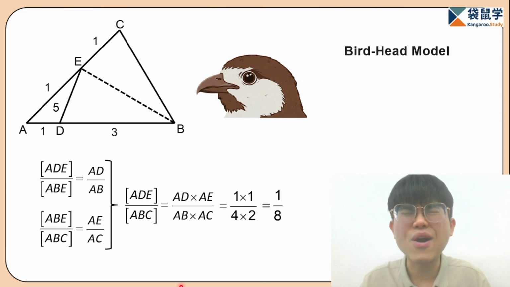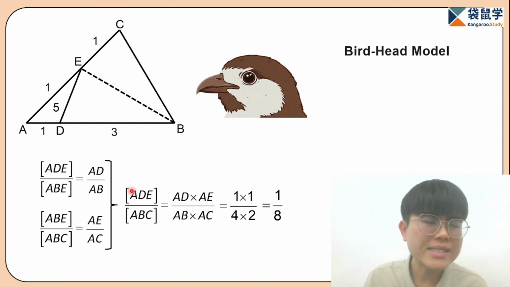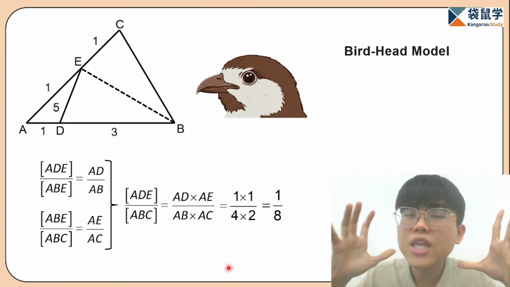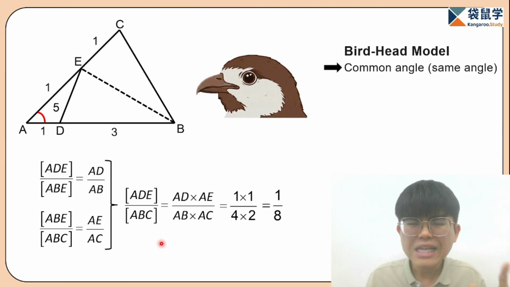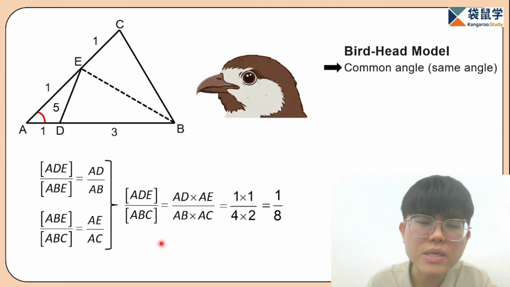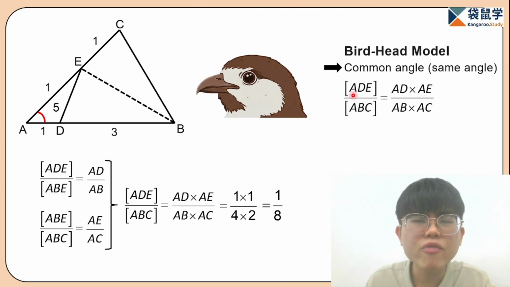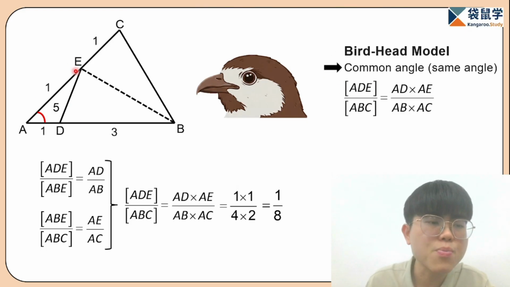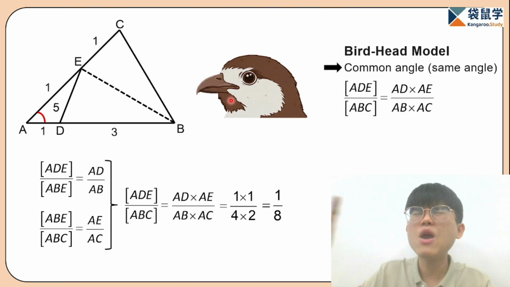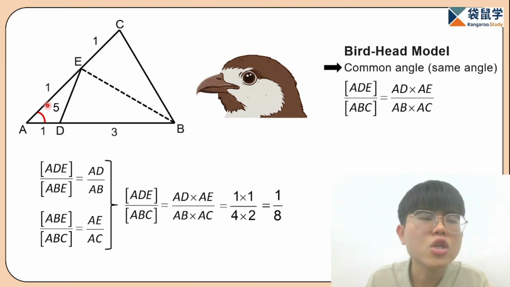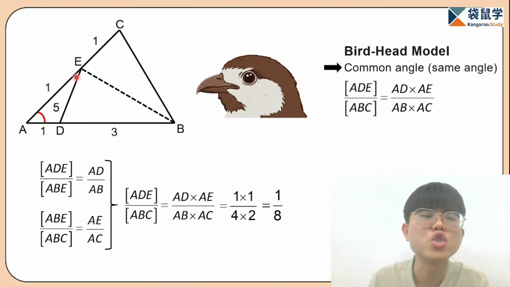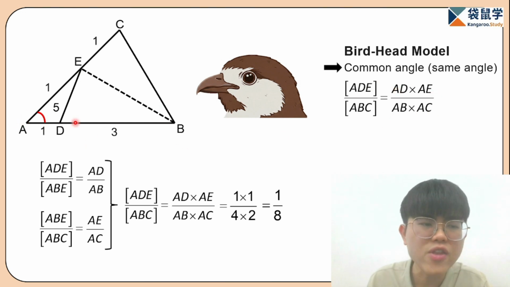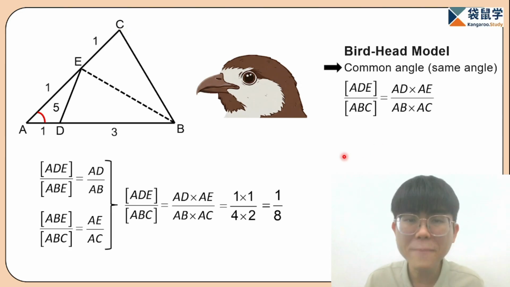And what is the characteristic of this kind of bird head model? Everyone, we say that the triangles ADE and ABC both have a common angle, or we say that they share the same angle over this part. So from here, the conclusion of the bird head model is that if we want to find out the area ratio of ADE and ABC, which is the small triangle and the whole big triangle, it will be equal to the product of two sides of the small triangle over the product of two sides of the big triangle. You see that AD and AE are the sides of the small triangle. AB and AC are the sides of the big triangle. This is about the bird head model.